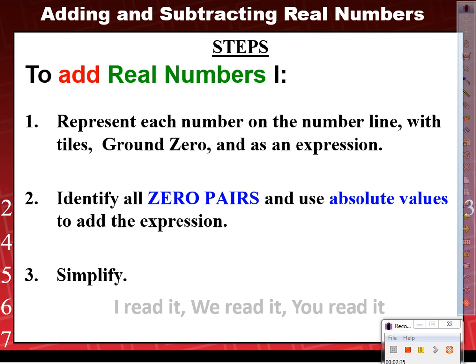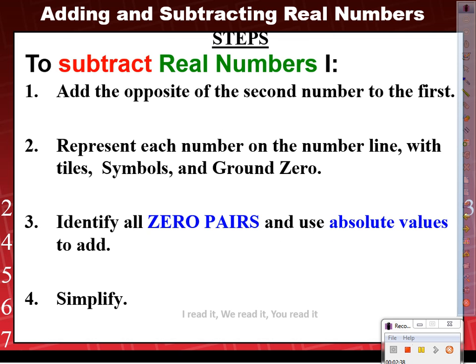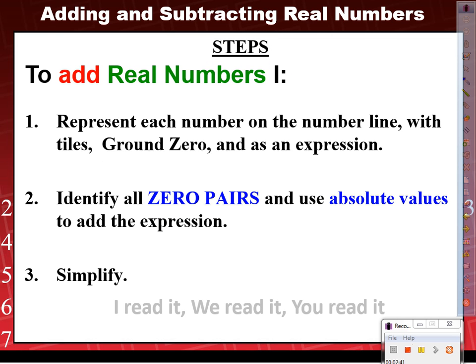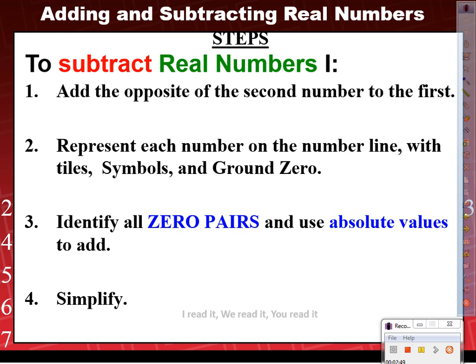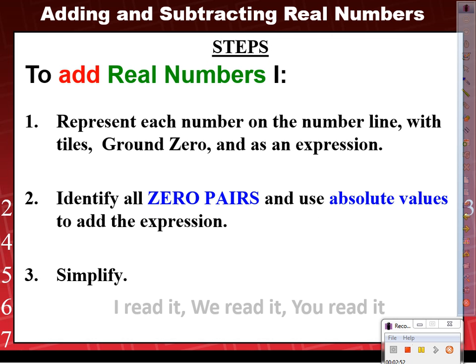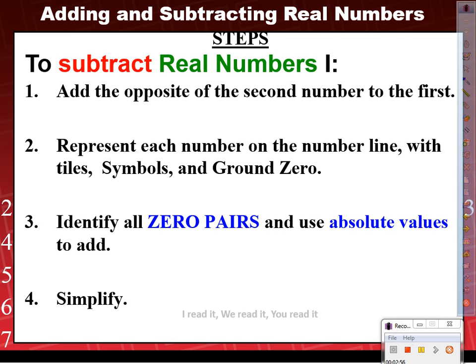Adding, subtracting. Adding, subtracting. Adding, subtracting. Adding, crossover, yeah, subtracting. Tell your neighbor what's the difference for subtracting.